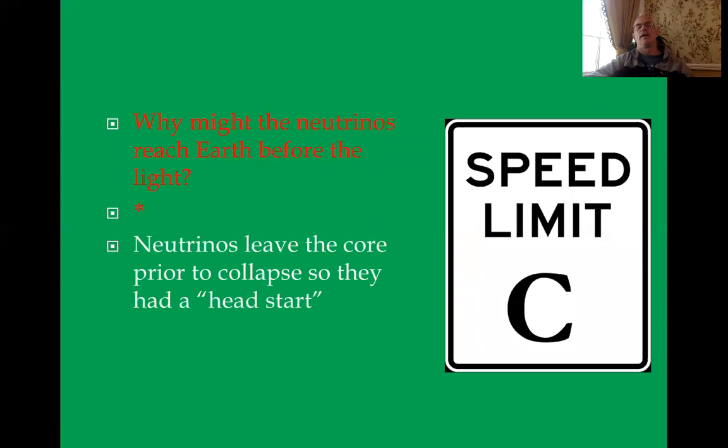So neutrinos leave the core prior to the collapse. And so they had a head start. Basically, as the core is collapsing, we have these strange things happening with the protons and the electrons colliding, basically merging together to form neutrons, and the neutrinos are released as part of that. So they get a little bit of a head start.